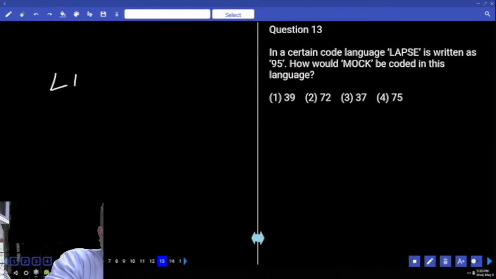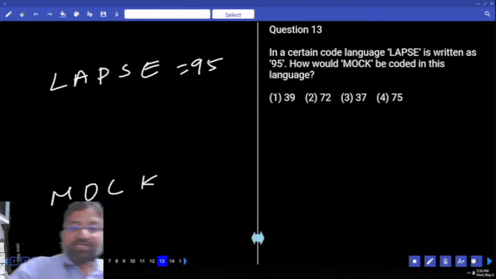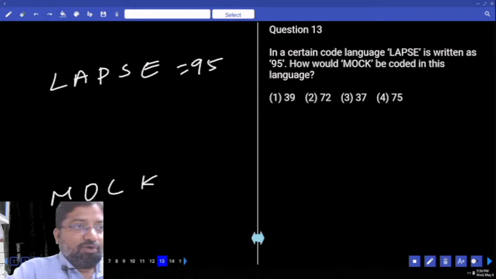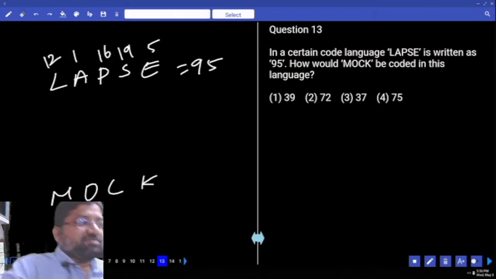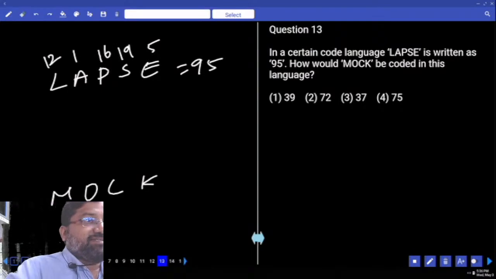Labs. This is a good question. Labs is coded as how much? 95. I'm supposed to get the answer for mock. We'll go with the regular story, what everyone does. How much is this? 12, 1, 16, 19, 5. Addition, you have to be very fast. 16 plus 19, 35. 35 plus 5, 40. 40 plus 13.